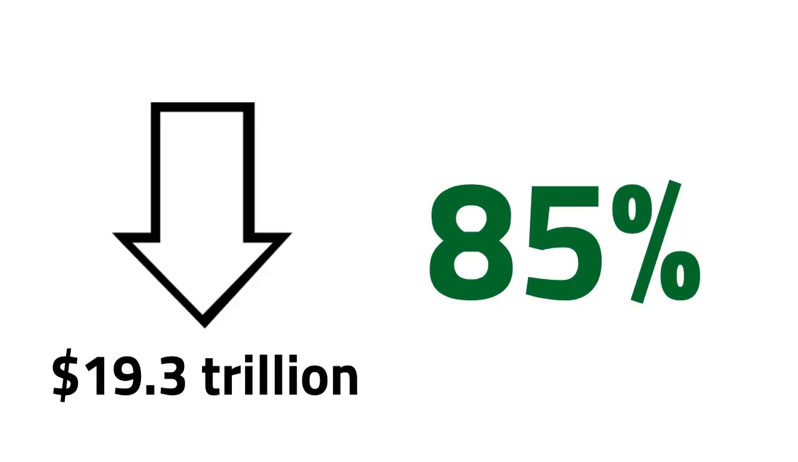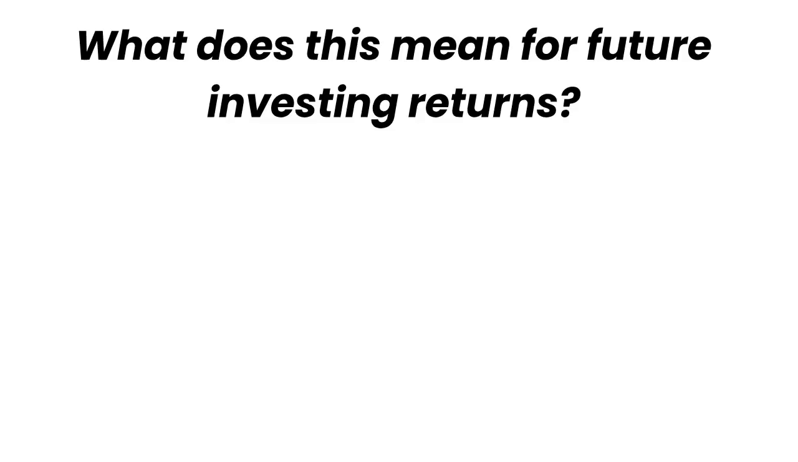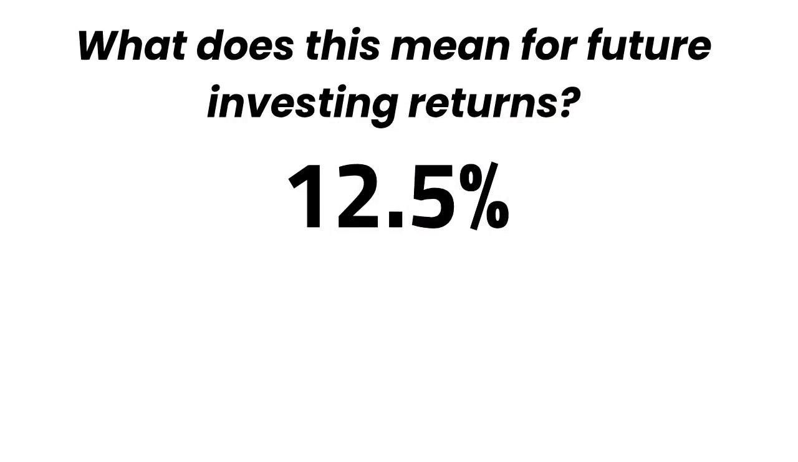Okay, so now that we understand where the Buffett indicator currently is in relation to historical trends, that still doesn't answer the most important question of all for you as an investor. What does this mean for future investing returns? Over the last 10 years, the S&P 500 returns have been extremely strong at an average of 12.5% per year, well above historical trends. So what is the return that we as investors should count on over the next 10 years?